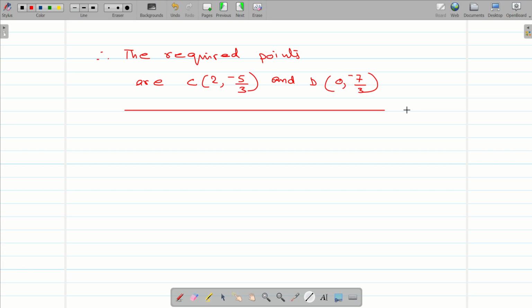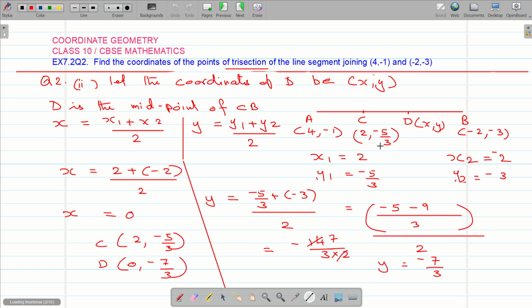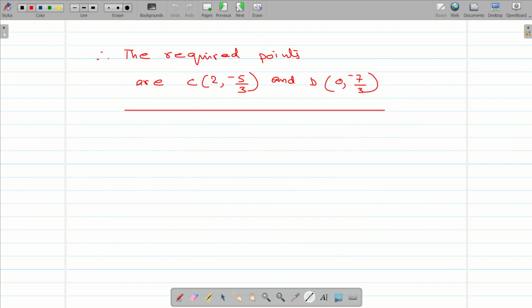First of all, you should remember the meaning. Trisection means divided into 3 equal parts. AC is equal to CD is equal to DB. The required points are C 2, minus 5 by 3 and D 0, minus 7 by 3.